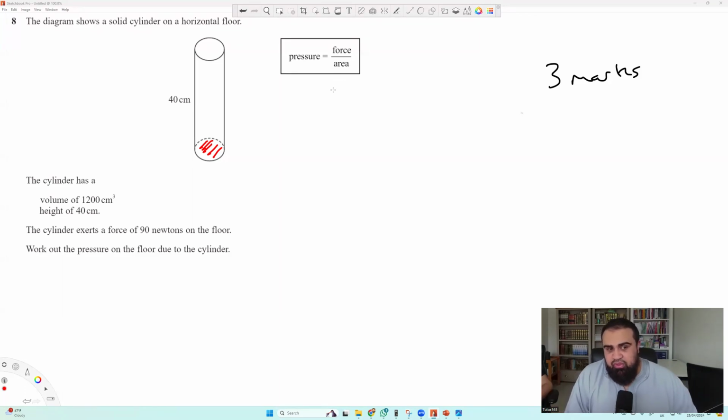So look, everybody, we've been asked to work out the pressure on the floor due to the cylinder. Now, everyone listen. First, let's quickly understand the formula. Pressure is equal to force over area. So force over what? The area of this bit here. We've been given the force, which is 90. We just have to find out the area, which is very difficult, especially without the radius, because the area of a circle is pi r squared, but we don't have the radius, so we have to find the radius.